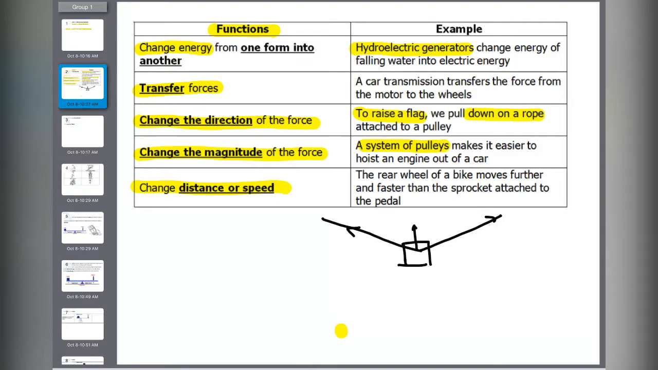Say a bicycle, you have the rear wheel of the bike. It would turn further and faster if you attach it to a pedal. So with the pedal, you don't have to pedal really far, but because of the rear wheel and axle, you're able to use those advantages to move a way further distance than your pedaling distance when you're stepping on the pedals.